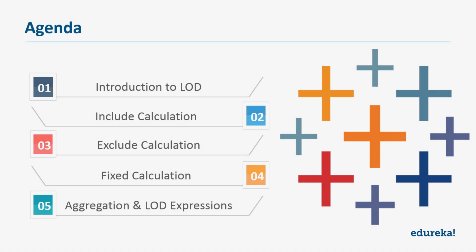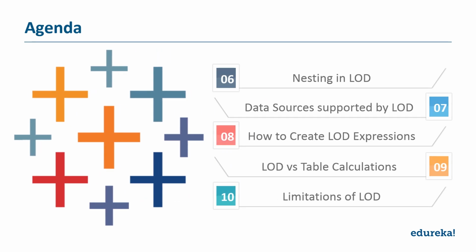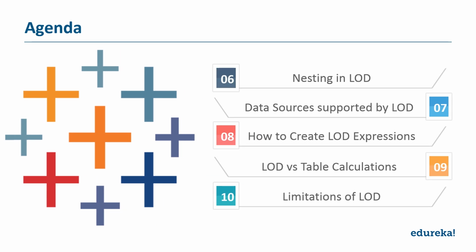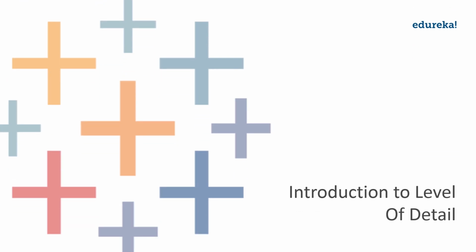First up, we are going to talk a little bit about what LOD actually is, what it does. Then we'll talk about the various calculations in LOD, which are the include, the exclude, and the fixed calculation. Then we're going to talk a little bit about aggregation and LOD expressions, followed by nesting and inheritance in LOD. Then we're going to talk about the data sources supported by level of detail in Tableau. Finally, we have a short demo on how to create some simple LOD expressions in Tableau. Then we're going to talk about table calculations in LOD and finally discuss a few limitations of LOD. So without much ado, let's get straight into the module.